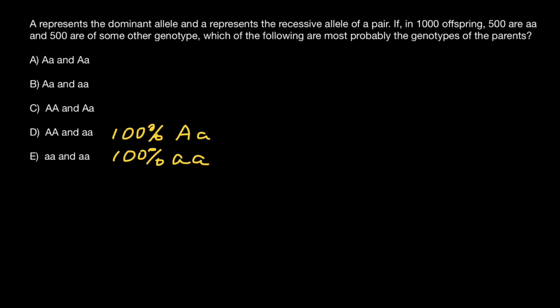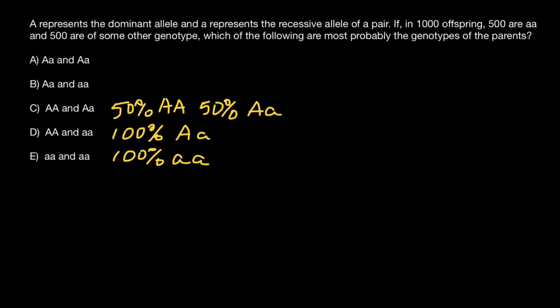And when we cross one parent who is homozygous dominant and another who is heterozygous, in this case we are going to get 50% of the progeny who are going to be homozygous dominant and another 50% of the progeny who are going to be heterozygous.